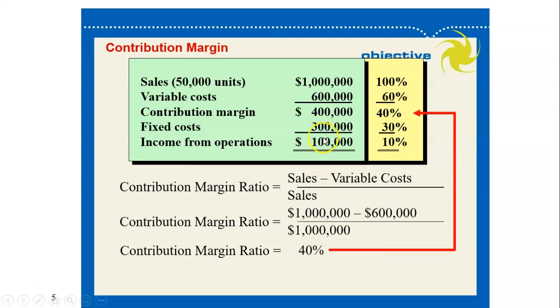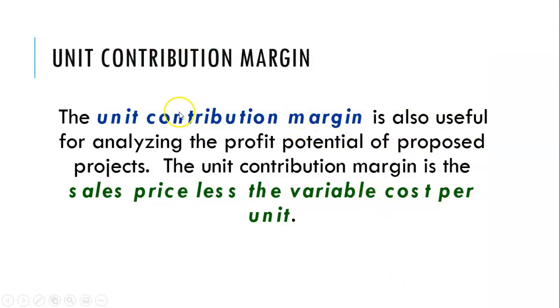We can divide each number by sales and get its percentage. However, the contribution margin ratio is a primary number that we can use in other formulas. We also will look at the unit contribution margin in several formulas, and this basically is the sales price for one unit minus the variable cost for one unit, which gives us the contribution margin for one unit, also known as the unit contribution margin.